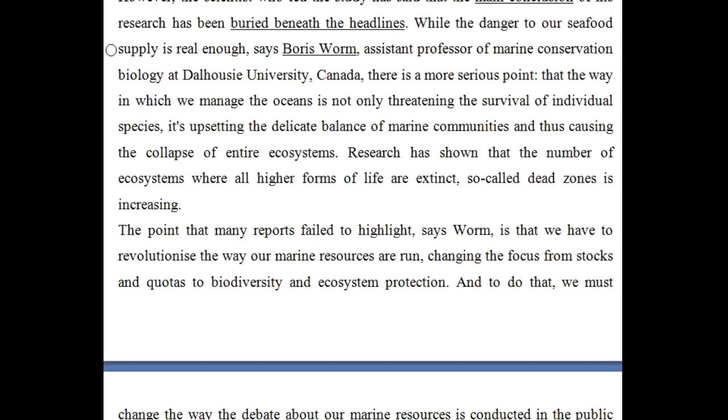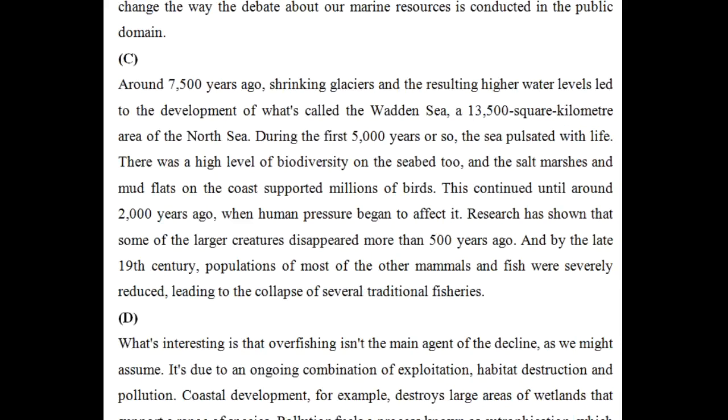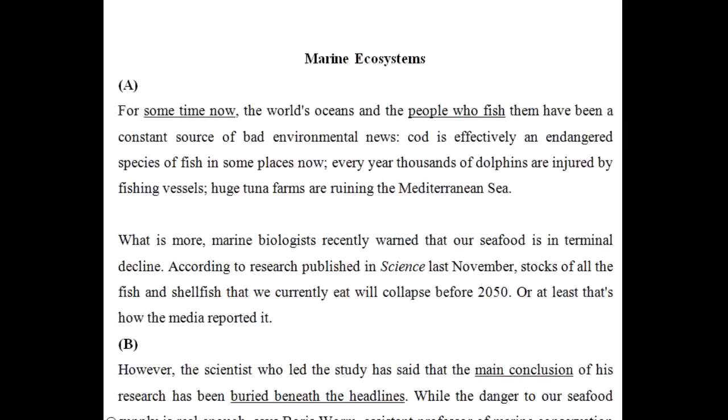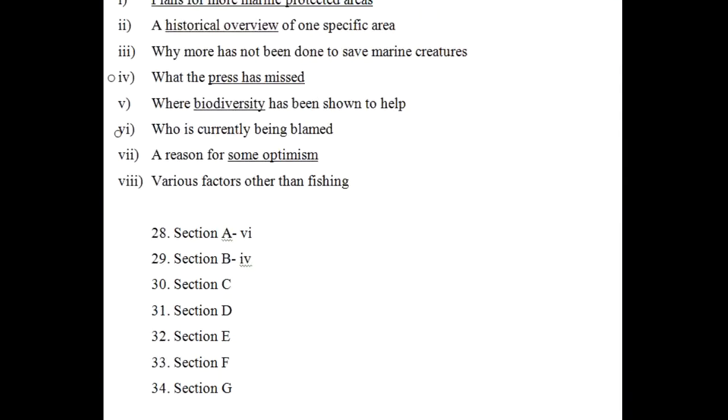Means are they talking about more in terms of past and present? 7,500 years ago, 5,000 years ago, 2,000 years ago, 500 years ago. So there is no doubt that this is about historical review. So the answer is now number 2. So that's the next answer.